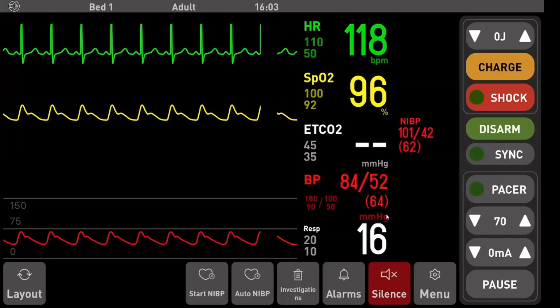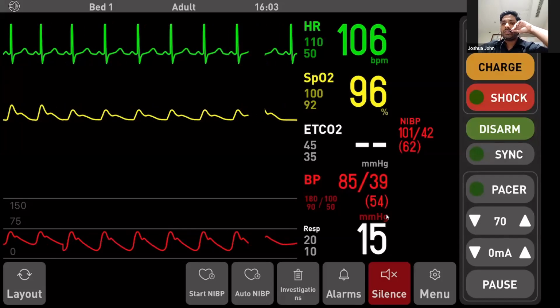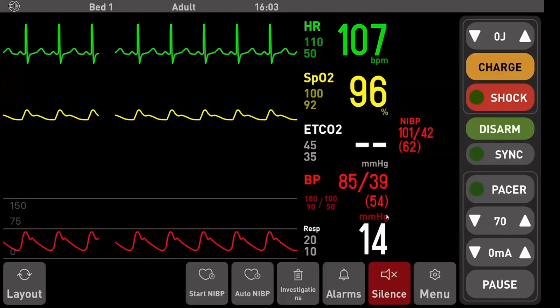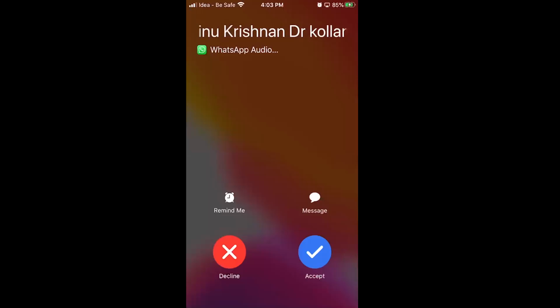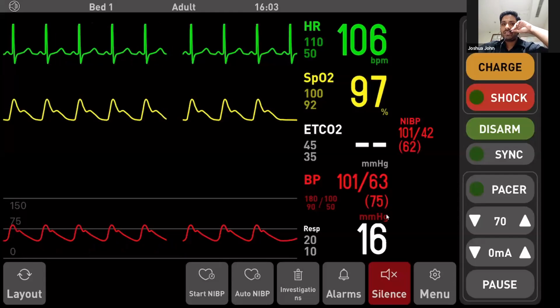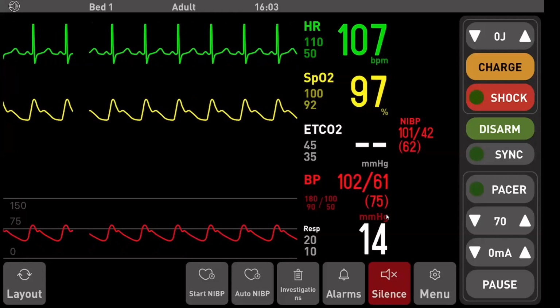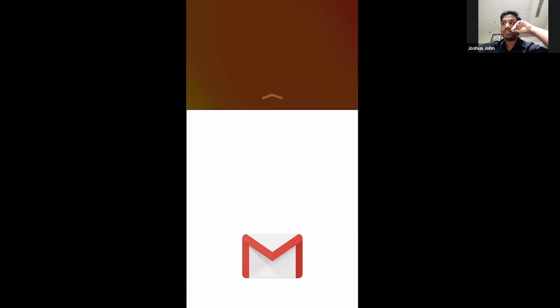The BP is still low, so I've started noradrenaline. I can increase the noradrenaline to 6 ml per hour now. I'm waiting for the blood group, for the blood. If it is available, I will transfuse it at that moment.